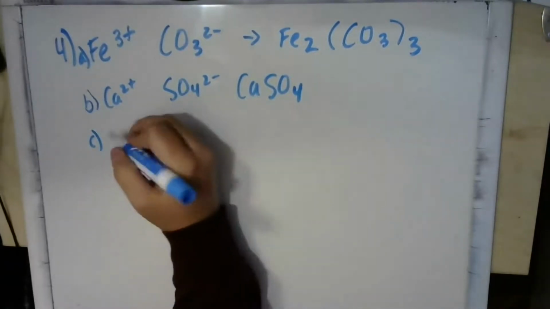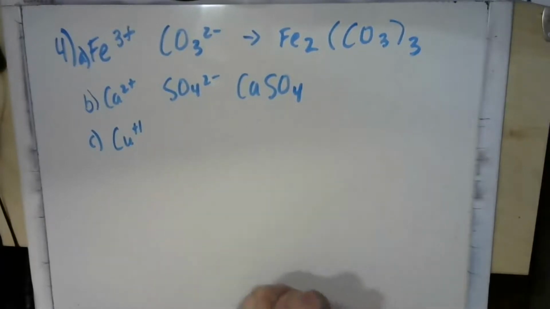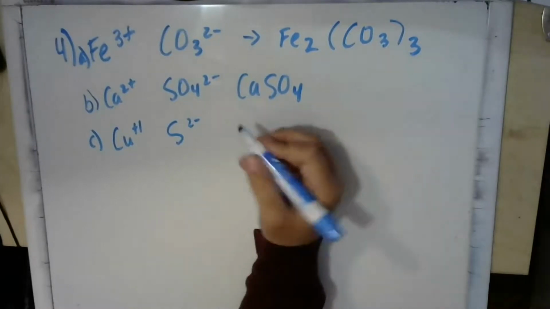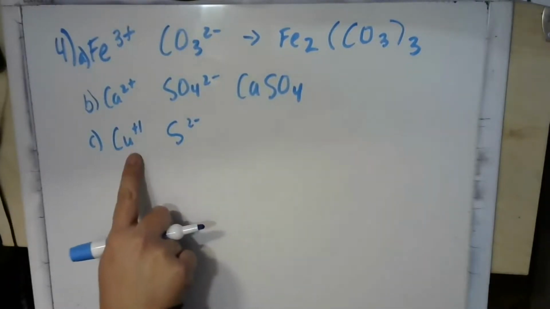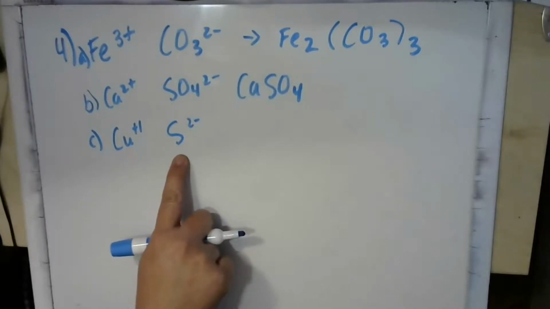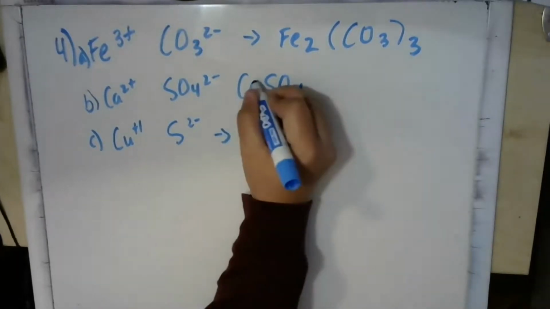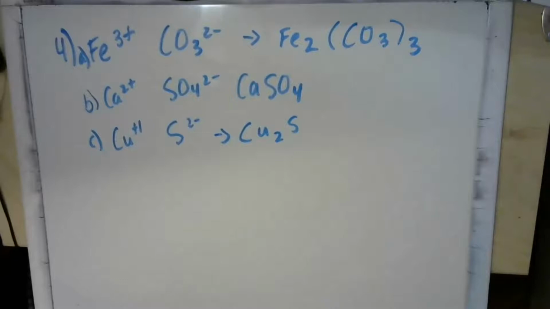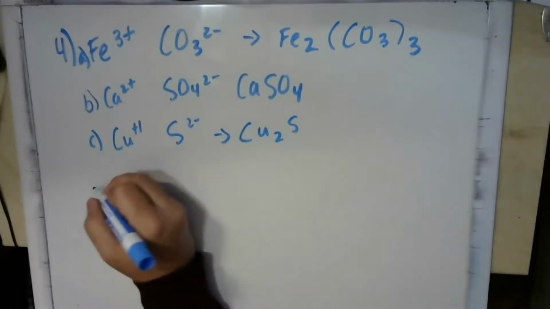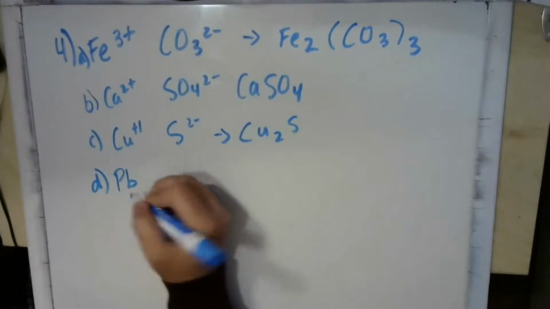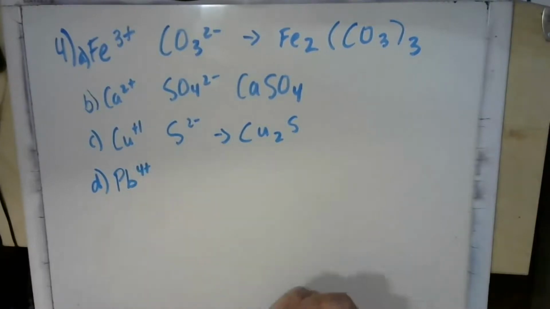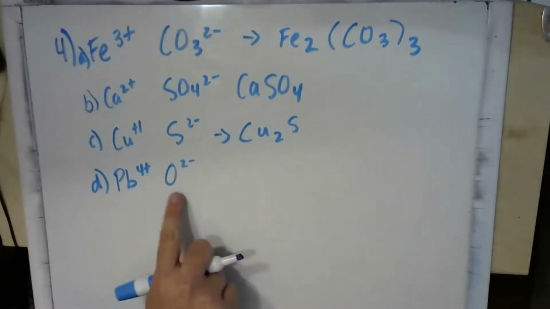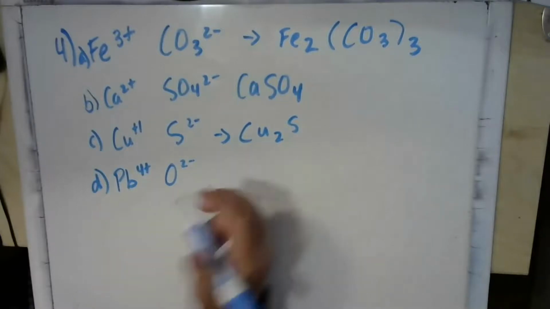Copper(I) sulfide. That's copper 1+. Sulfur is -2. So I'm going to need 2 coppers to combine with 1 sulfur to make an electrically neutral compound. Okay, lead(IV) oxide. That's Pb4+, and oxygen is 2-. That means I'm going to need 2 oxygens to combine with 1 lead to be electrically neutral.